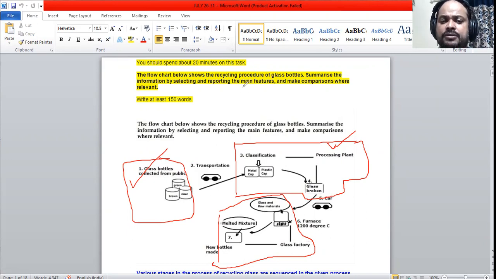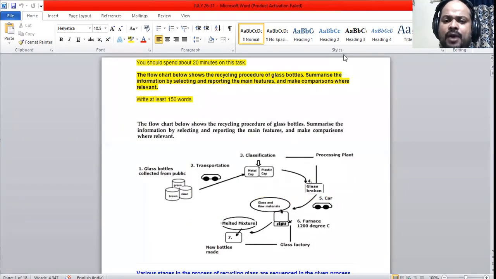So that's what we call selecting and reporting the main features. These three are the main features here. Number one, number two, and number three. So comparisons, in the sense, we are going ahead with the sequential words here in this particular task one. That's it. So let's see how it works out.